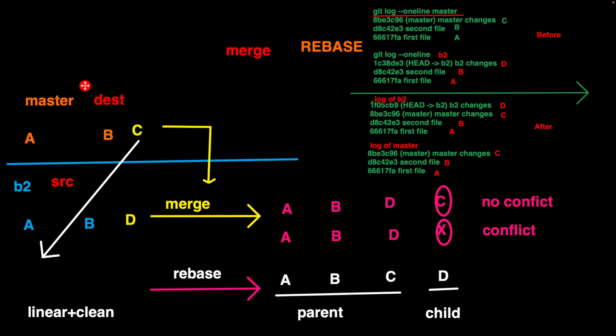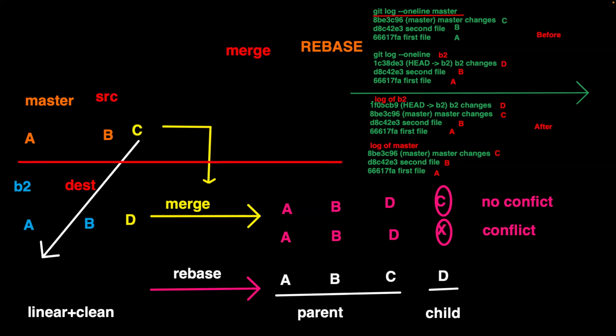So whenever you merge or rebase, the destination branch will be affected. That's why master branch's log is same. Sorry, I wrote it reverse, right? The source should be the one and destination should be the other. Okay, this is the destination branch. This is the source branch. So always the destination branch will be affected, not the source.